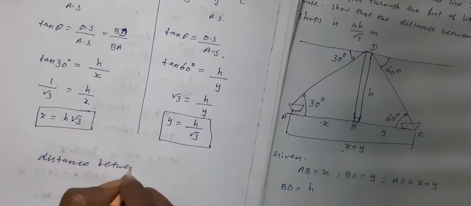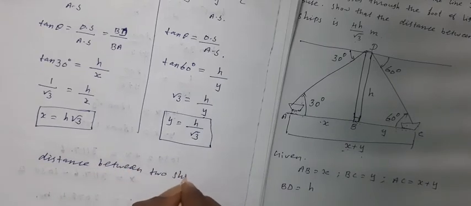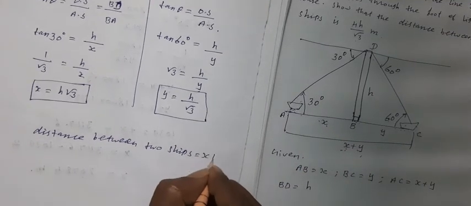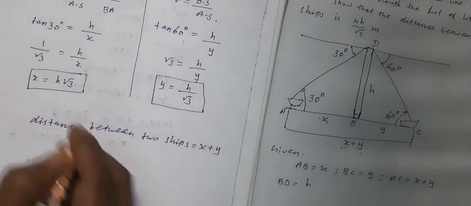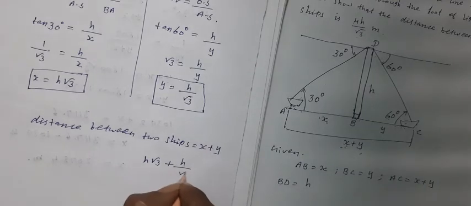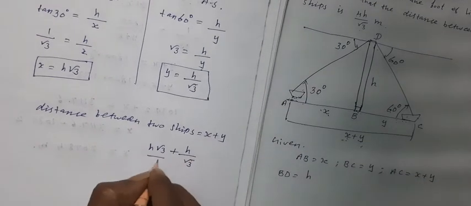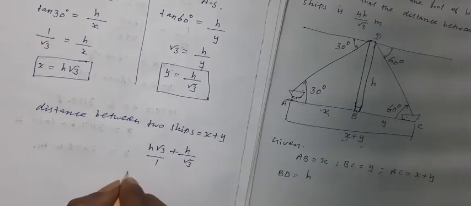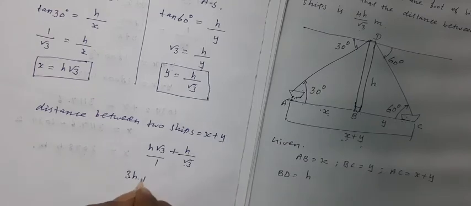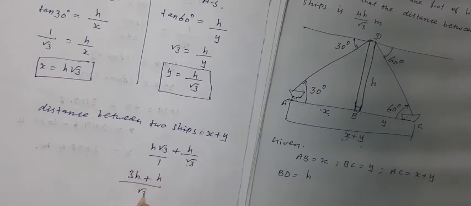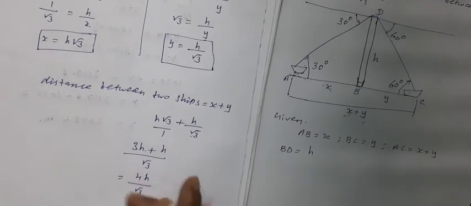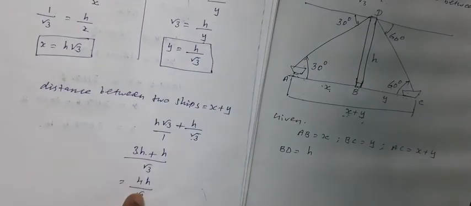Distance between two ships is x plus y. So x we can find, h root 3, and y we can find, h by root 3. Here the denominator is 1, so take cross multiply. So we can get 3h, root 3 into root 3 we can get 3. So 3h plus 1 into h by root 3, so we can get 4h by root 3. That is, the distance between the two ships is 4h by root 3.